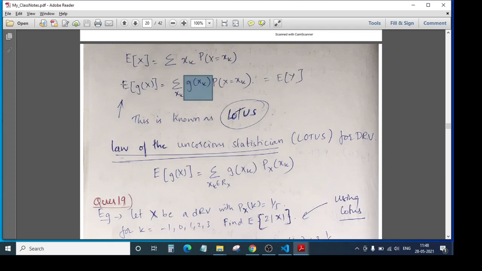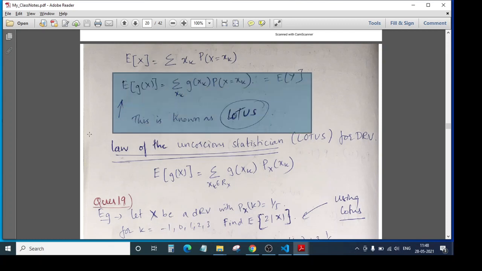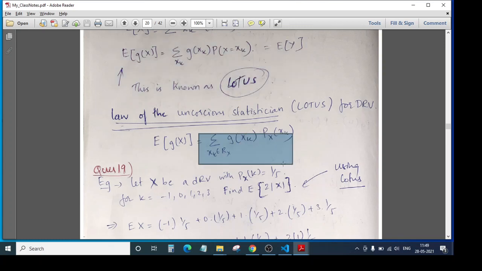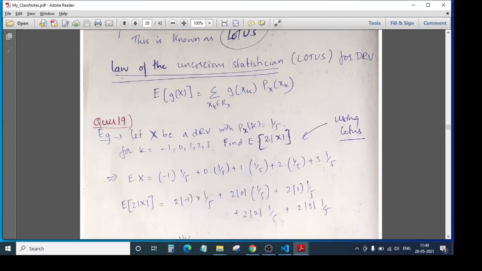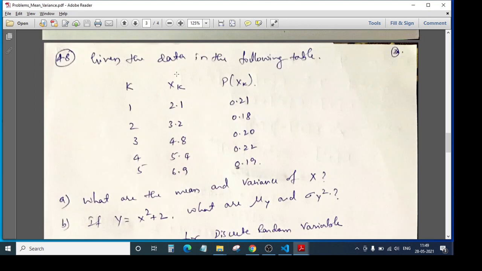If I want to find the expectation of that function g of x, here we had the expectation of x because the term was x. Here we will have the expectation of g of x, because the term here is g of x. If we use this method, it is called the LOTUS method. LOTUS stands for law of the unconscious statistician. It is nothing but the summation of g of x k multiplied by its probability. Okay, so let us use this formula for this problem.